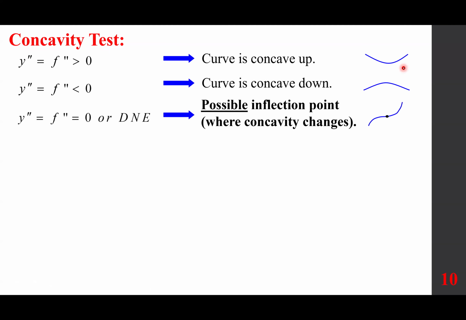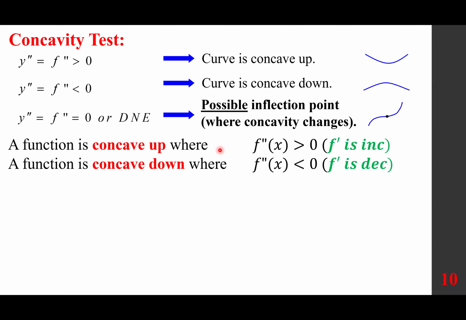So a function is concave up where f double prime is positive. That means f prime must be increasing. And it's concave down where f double prime is negative. That means f prime is decreasing. And we use a sign graph to check it out.